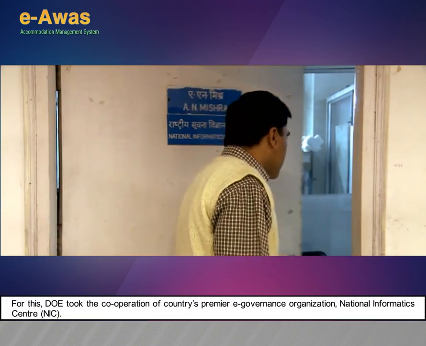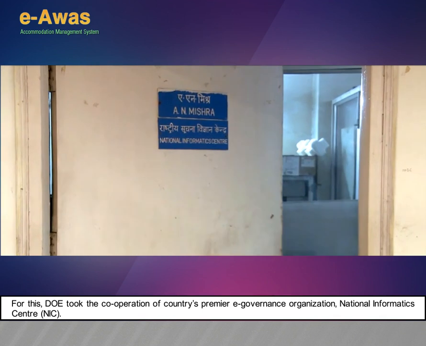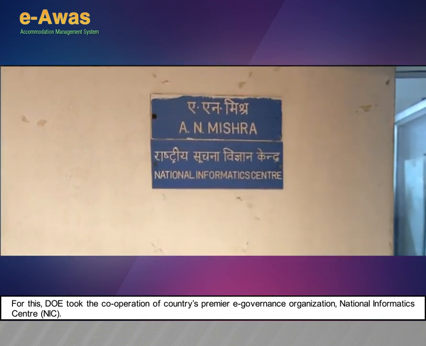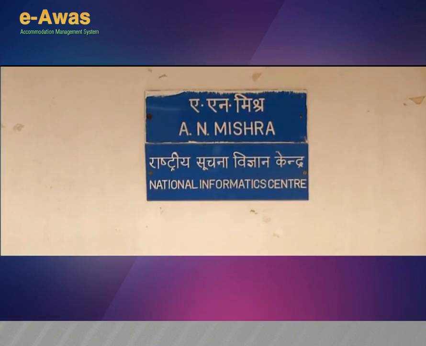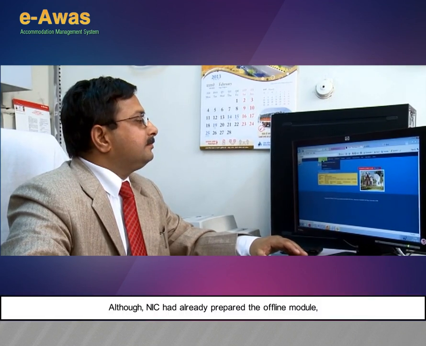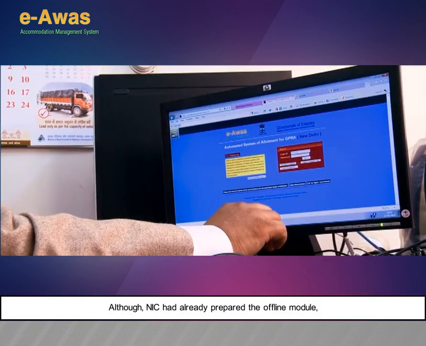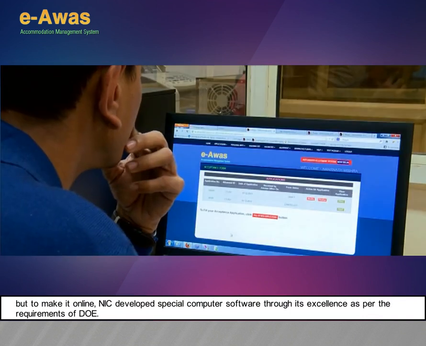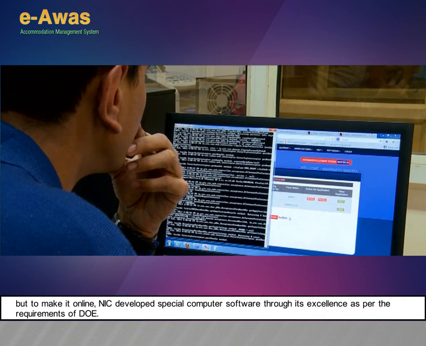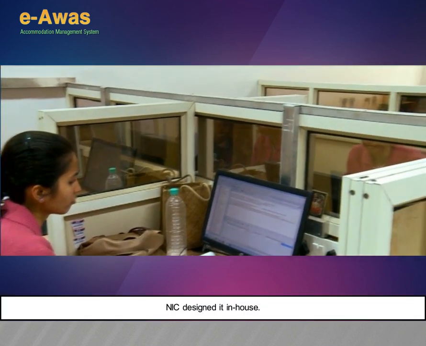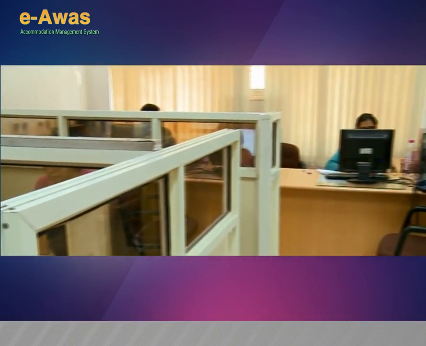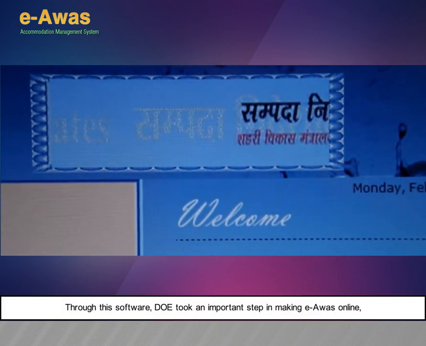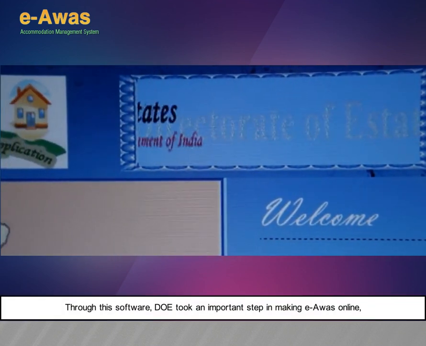For this, DOE took the cooperation of the country's premier e-governance organization, National Informatics Center (NIC). Although NIC had already prepared the offline module, to make it online, NIC developed special computer software through its excellence as per the requirements of DOE. NIC designed it in-house. Through this software, DOE took an important step in making e-Awas online.